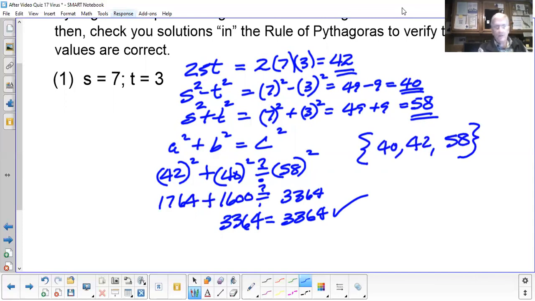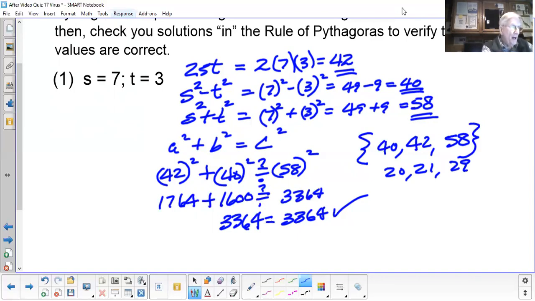Now, you don't necessarily have to remember this, but if you were to divide each of those numbers by 2, you would have 20, 21, and 29. Guess what? 20, 21, and 29 are also a Pythagorean triple.